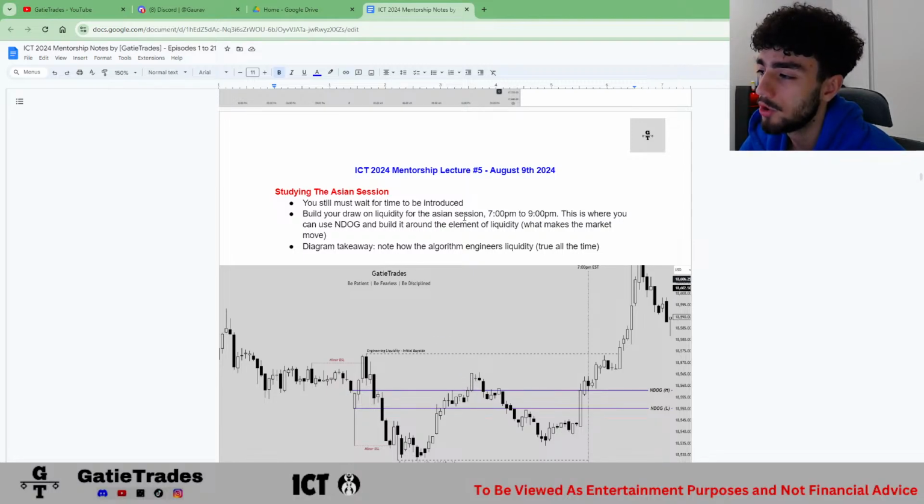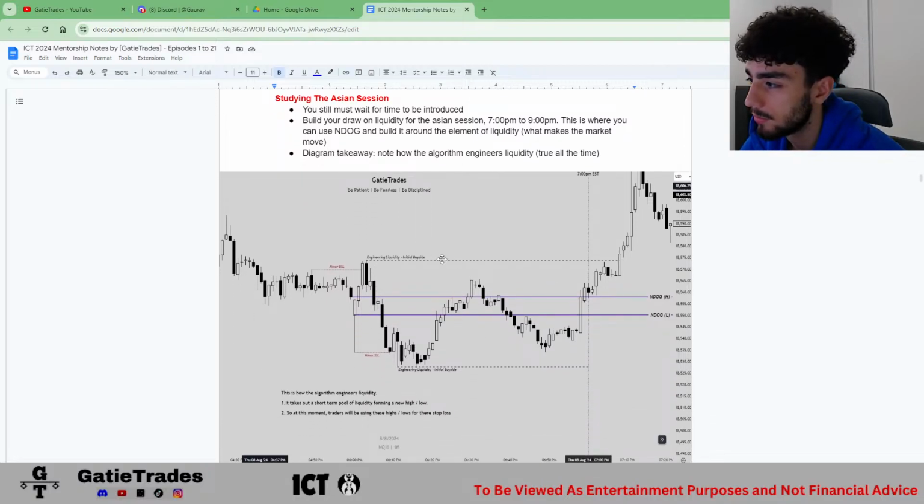So build your drawing liquidity for the Asian session, 7 p.m. to 9 p.m. This is where you can use new day opening gap and build it on the element of liquidity. So notice we have the engineered liquidity over here, relative equal highs, framing that with the new day opening gap. Price closes above. As soon as it closed above, next candle, 7 p.m. exactly, taps the new day opening gap high, takes out the buy side. That can be a trade. That's one way to trade it. Target engineered highs, target that.